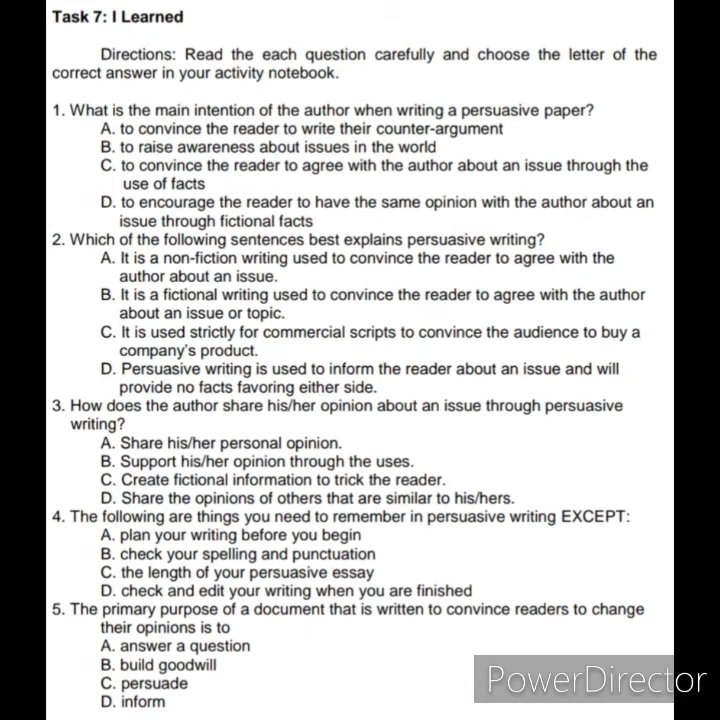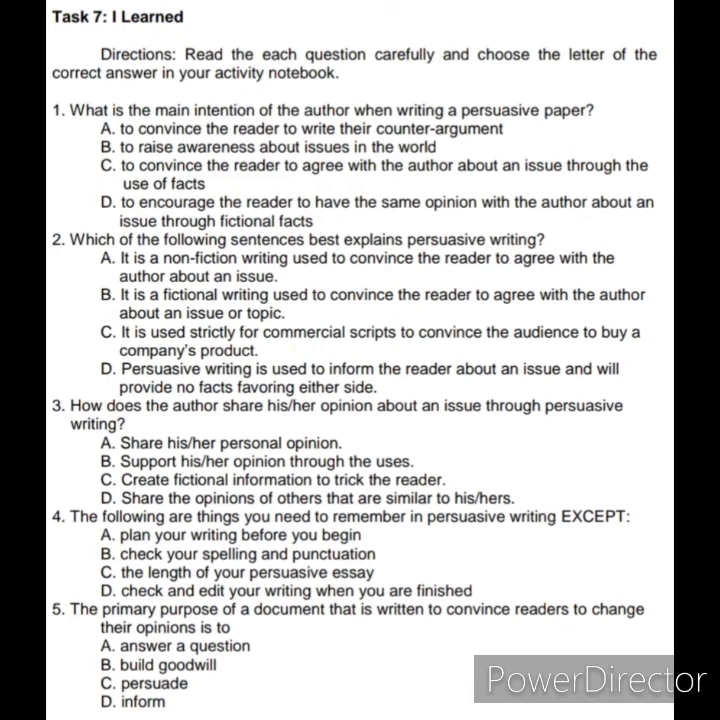A. To convince the reader to write their counterpart argument. B. To raise awareness about issues in the world. Letter C. To convince the reader to agree with the author about an issue through the use of facts. Or letter D. To encourage the reader to have the same opinion with the author about an issue through fictional facts. Number 2. Which of the following sentences best explains persuasive writing?